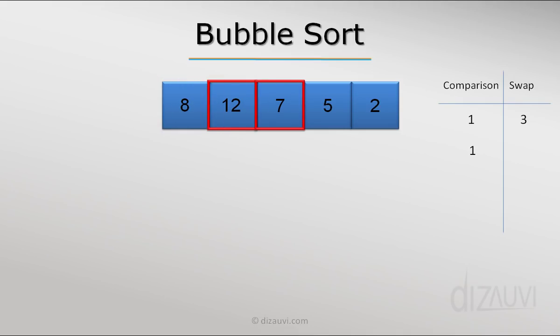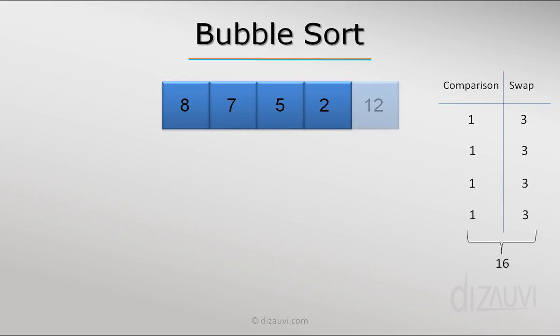Then we move and compare 12 and 7, which is one comparison step, and then we swap the numbers in 3 steps. So each time we are doing one comparison and 3 swaps, alright? So in all, in the first pass, we did 16 steps. And by the end of the first pass, the largest number, which is 12, has come to the rightmost slot.